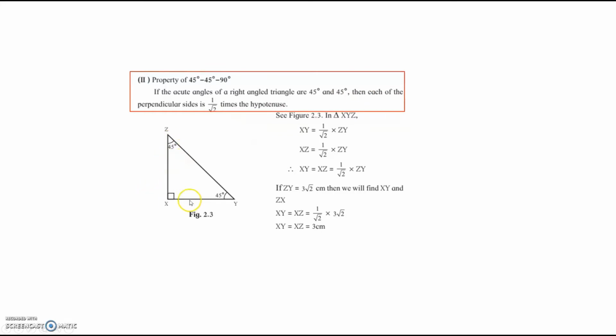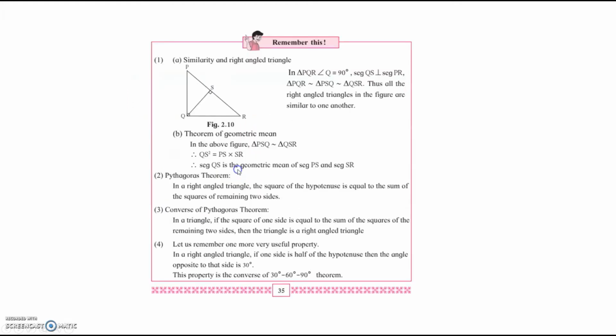So here we have a triangle XYZ where one angle is 90 degrees and the other two angles are 45 degrees each. Then we can say that XZ and XY are perpendicular sides and they are 1 upon root 2 times the hypotenuse. So now remember this. Similarity in right angle triangle.